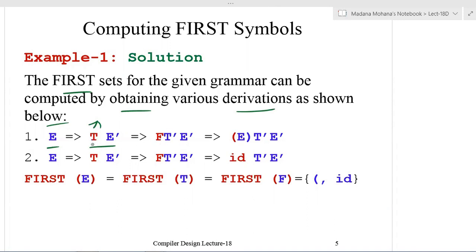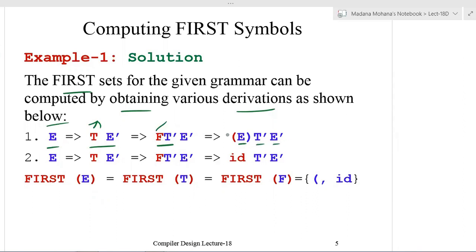So now you can substitute the derivation of T again, until a terminal occurs at the leftmost of the right-hand side. Now T derives F T dash, which is substituted here. Then E dash remains the same. Again the leftmost F is a variable or non-terminal. Now what does F contain? We have the F production, E within parentheses.